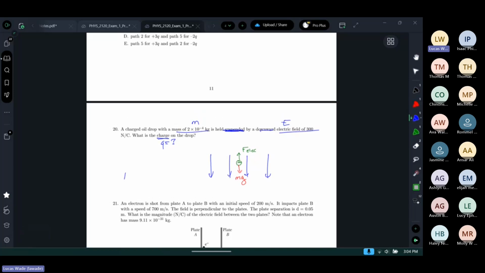To do that, I can go back to, this would be Newton's first law. The net force in the y direction is 0 because it is suspended. But I can also calculate that net force as the electrical force upward minus weight downward. And so I get this equation. But the electrical force in magnitude is charge times electric field. So the magnitude of that charge is mg over E.